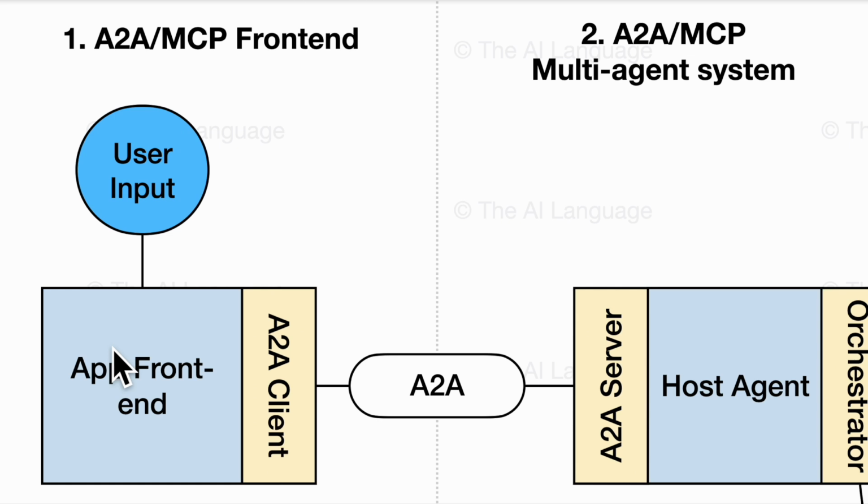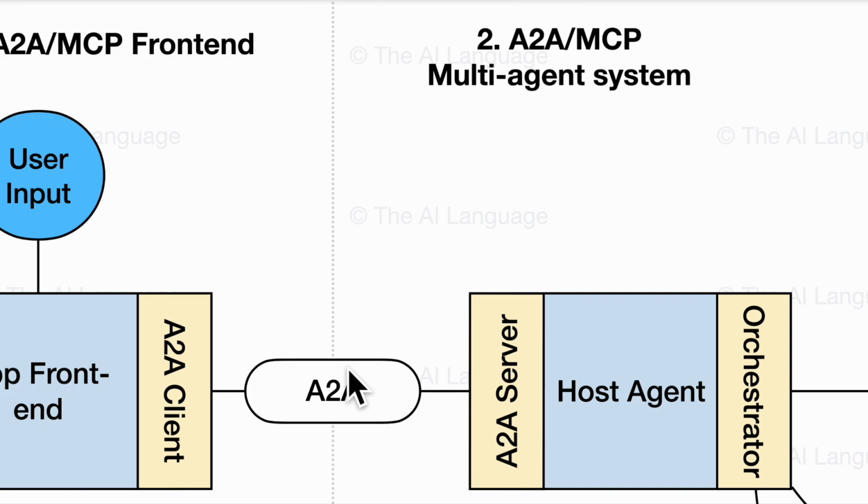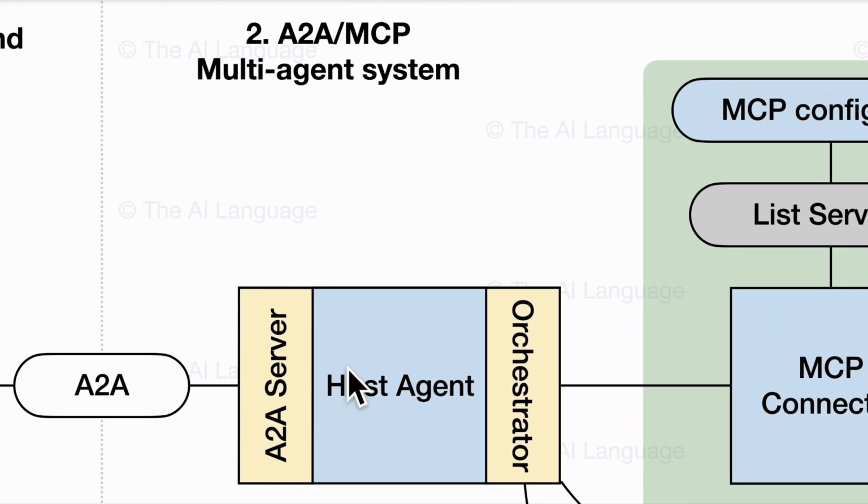Say search the latest funding news for Acme Corp and hit enter. Behind the scenes, that query is routed to our A2A client, which speaks the A2A protocol to our host or orchestrator. The user doesn't see any of this complexity, they simply get back the answer. Now let's dive into the host agent or orchestrator agent. That's the brain of our system.